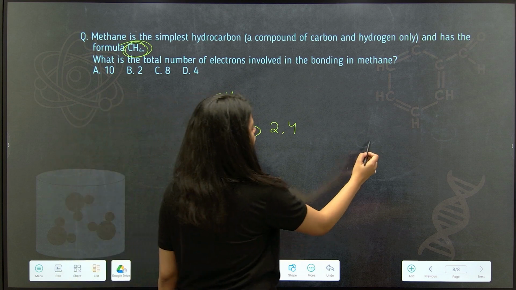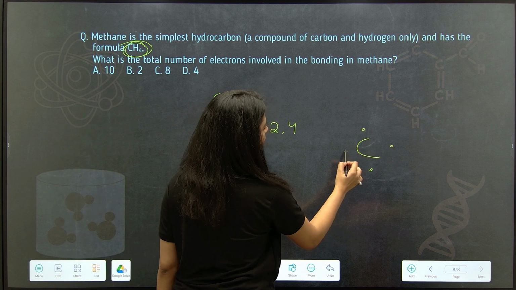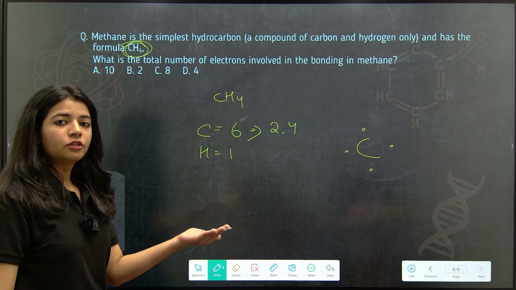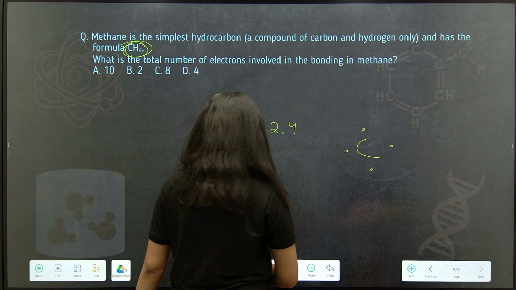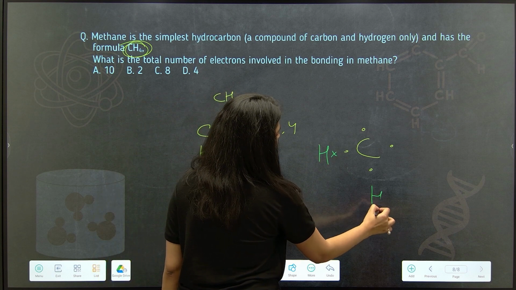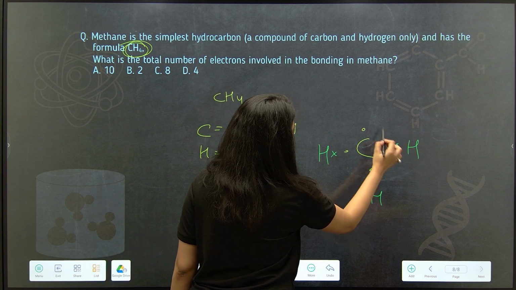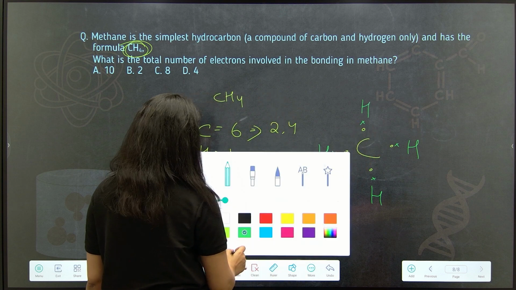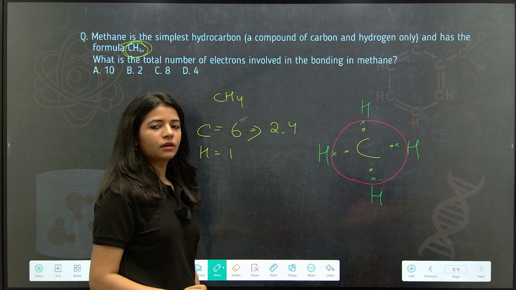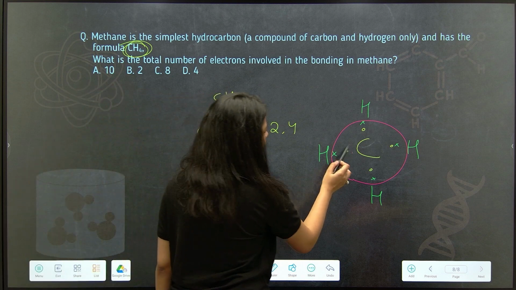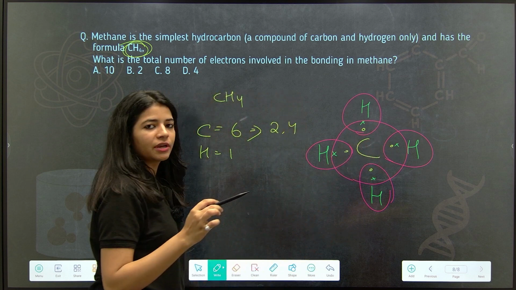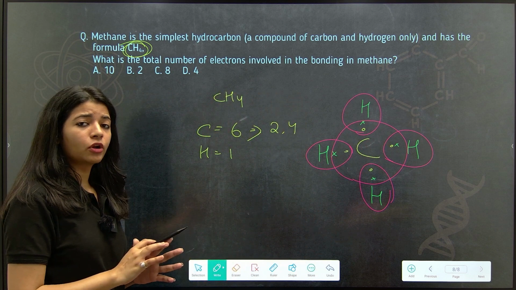So how will I draw? Carbon: 1, 2, 3, 4. It has 4 electrons in its outermost shell. It needs 4 more to get stabilized. Hence, it will bond with how many hydrogen? 4 hydrogen. Each hydrogen will contribute 1 electron in the sharing, and hence the sharing will look something like this. So carbon completed its octet, and each hydrogen also completed its doublet. Both of these atoms have achieved noble gas electronic configuration, right?